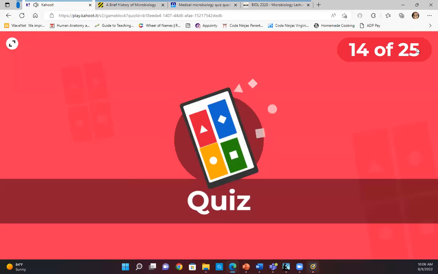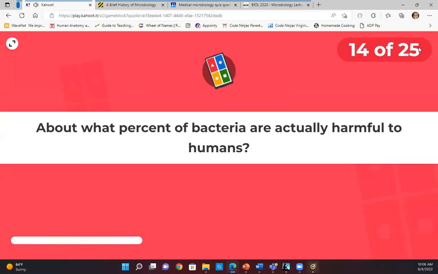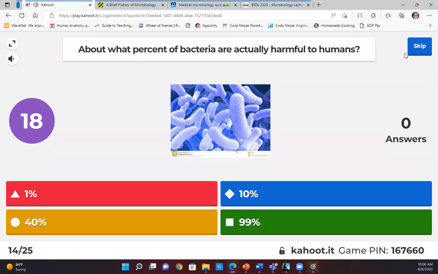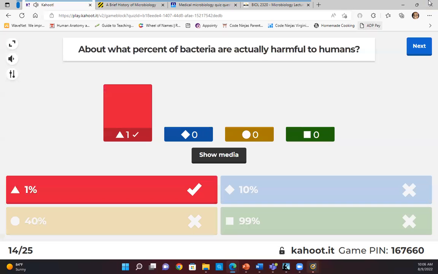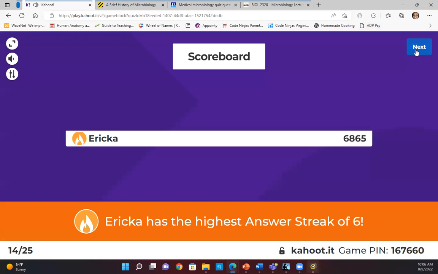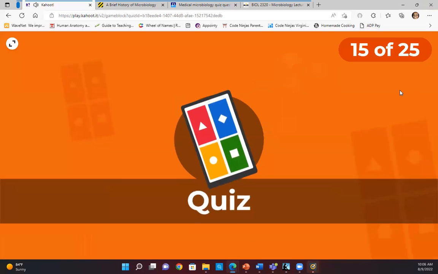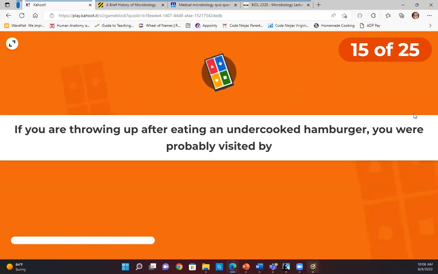Okay. So question 14, about what percent of bacteria are actually harmful to humans? 1%, 10%, 40%, or 99%? A hint, it's going to be a small percentage. So yes, only 1% of bacteria are harmful to humans. And we actually have bacteria all around us, all inside of us, on our skin.